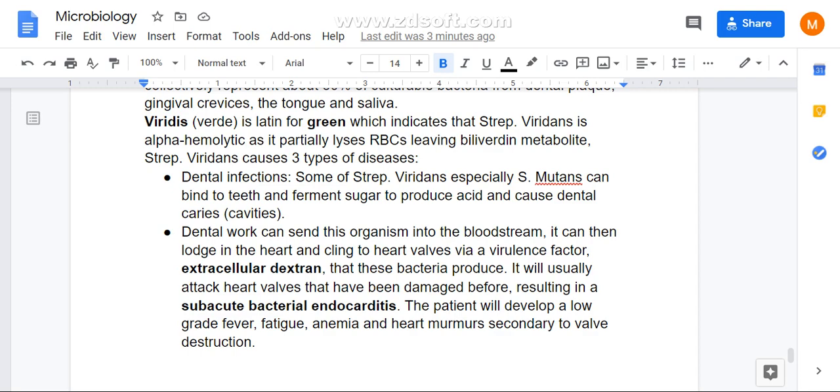So, for instance, if you had a Strep Pyogenes infection that caused rheumatic fever, and then you get dental work done, this could happen as well. This could end up causing subacute bacterial endocarditis. These patients will develop low-grade fever, fatigue, anemia, and heart murmurs secondary to valve destruction.